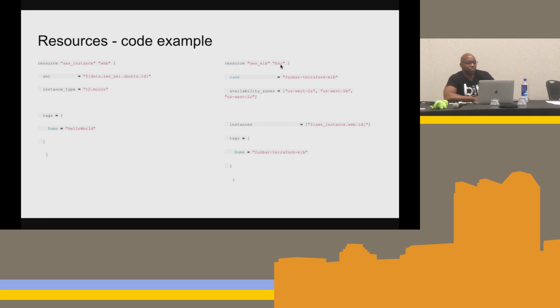And here, pretty much the same. This is specifying an AWS ELB, which is an elastic load balancer. You give it a name because in AWS, your resource will actually have a name associated with it. You give it the availability zones you want the ELB to be in. Then you specify the AWS instances that you want to have attached to that load balancer, right? So this is doing some interpolation here.